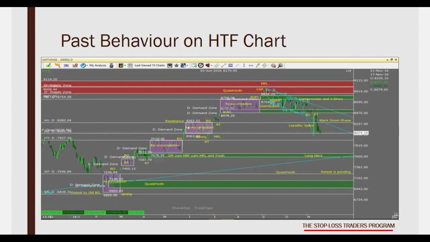But anyway, if you don't have screen time, that doesn't mean that you cannot play it. You can wait. Your big picture in that case will be monthly, and you will be waiting in the LTF, like daily, for this formation to happen, and then you can take the trade, right?